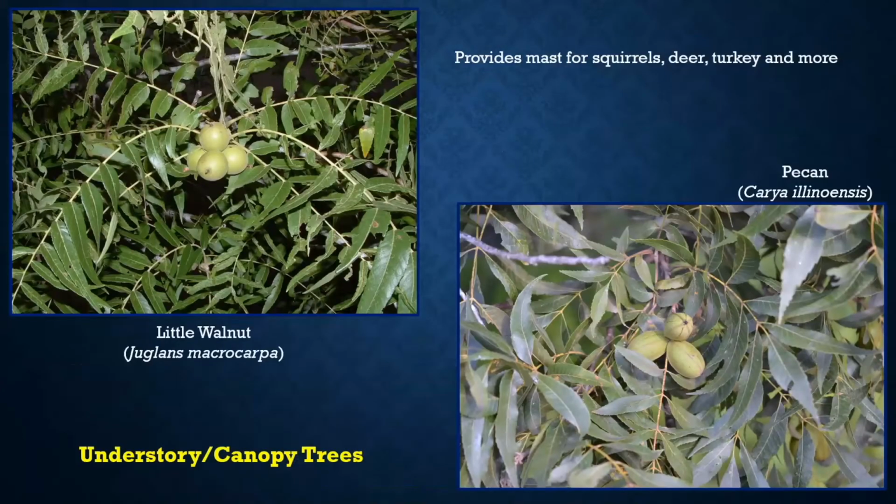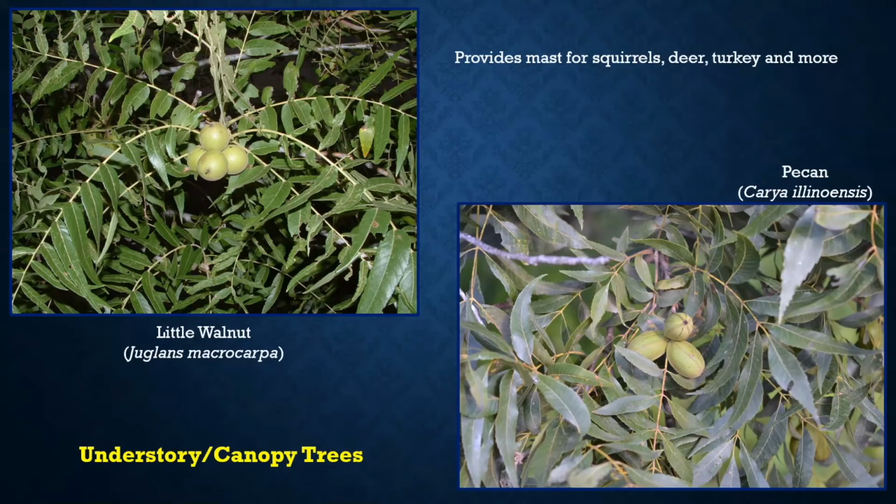Then we get down under that canopy, and again, a little walnut could be a canopy tree depending on where you are in the state, or even a pecan tree. These trees too will grow not only in the floodplain riparian area, but they can grow in upland areas as well. And of course, we know pecan has been adapted to a lot of different places.